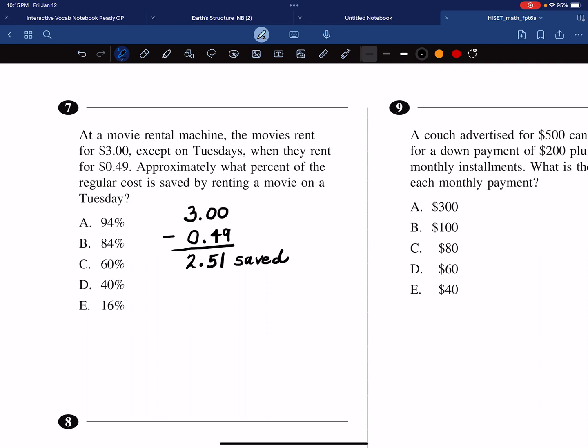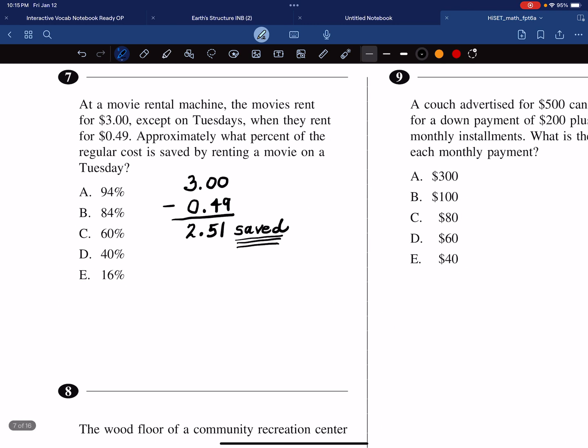Now that's not the question, of course, but this word is very important. That is the question. What percentage is saved? Now there are a couple of ways you can do it. I will show you the way that I would do it if I were doing it just for myself. I would take that $2.51 that I'm saving, and I would divide that by the $3 regular price.